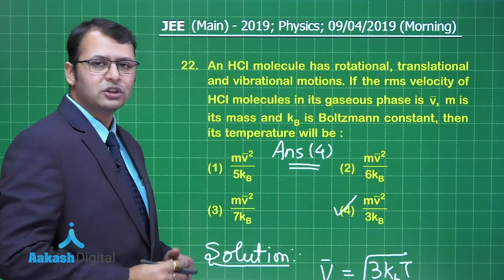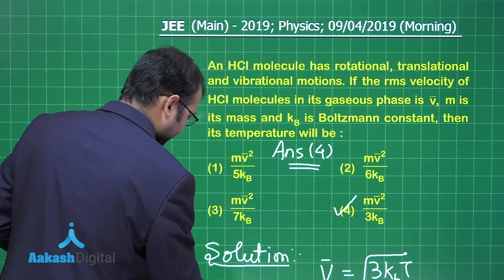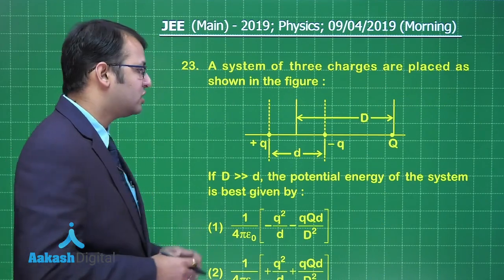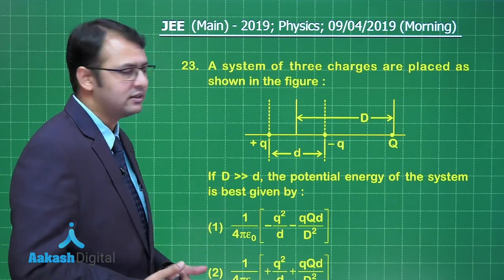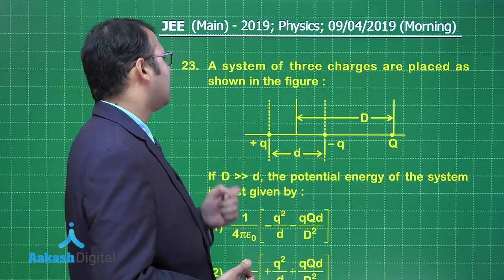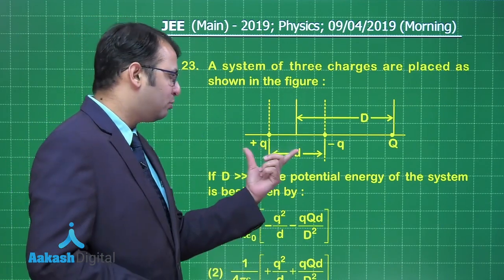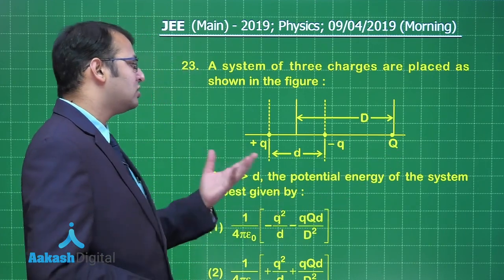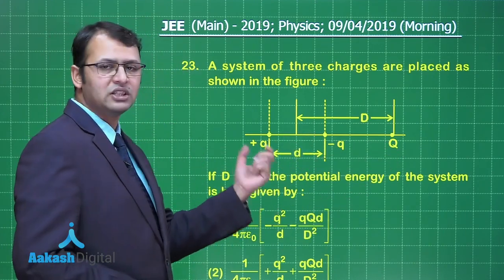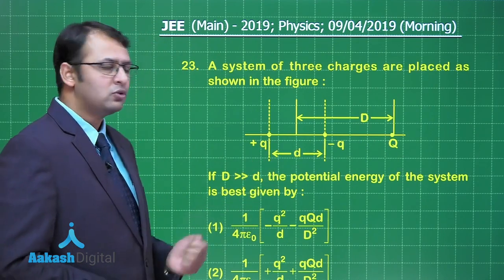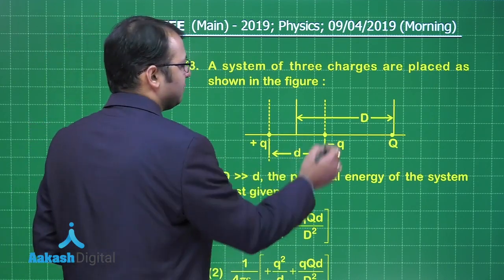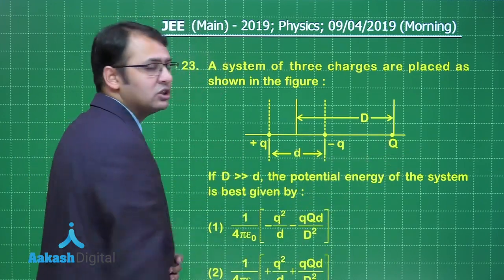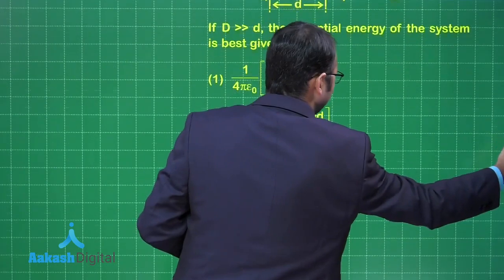Now let's move on to the next question, that is question number 23. Now the question you see here belongs to section of electromagnetism from the chapter electrostatics. A system of 3 charges are placed as shown in the figure. So this is a dipole basically, and the capital Q is placed here. We need to find the potential energy of this system where capital D is much greater than small d. So 1 is the potential energy of this dipole in itself, and 1 is the potential energy due to this dipole on this Q. So let's solve that.